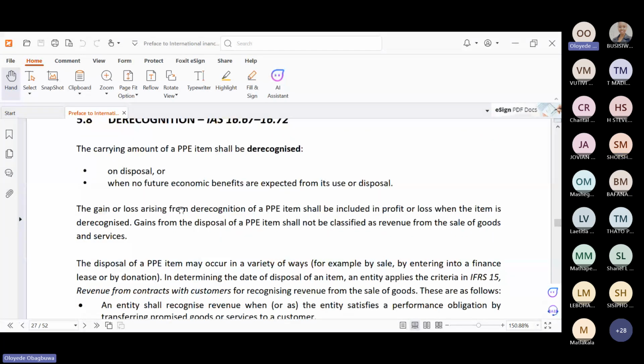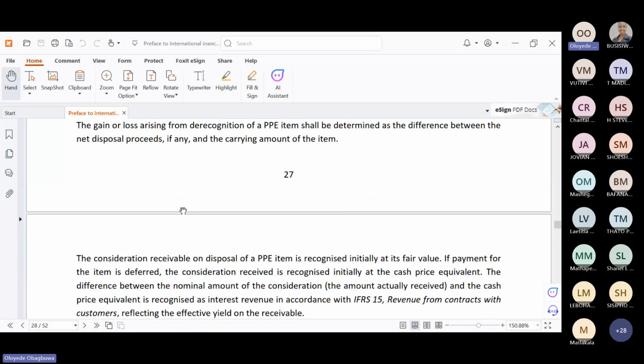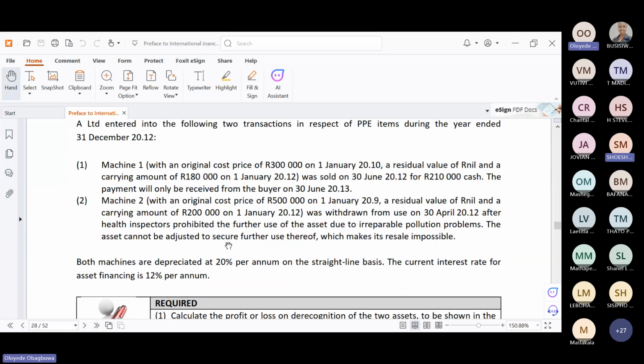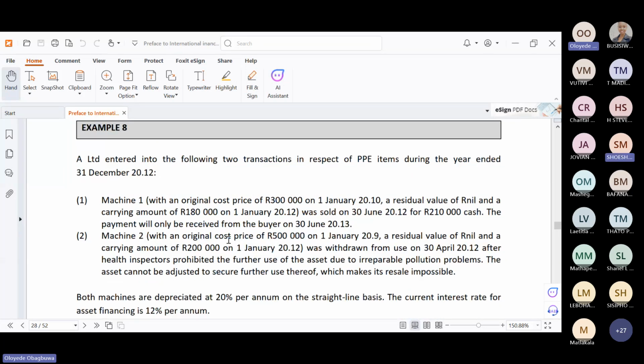Okay, we can go through the theories, but we are going to see it practically when we tackle an example. Okay, let's try to do example 8 before we close for the day. A Limited entered into the following 2 transactions in respect of PPE items during the year ended 31st December 2012.